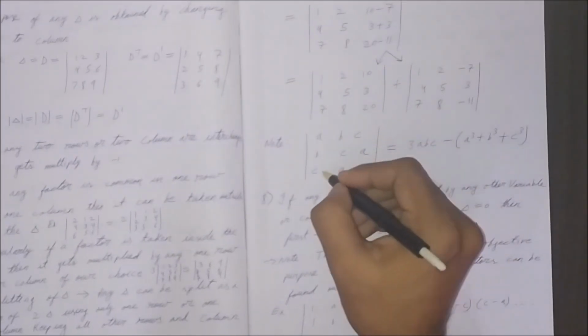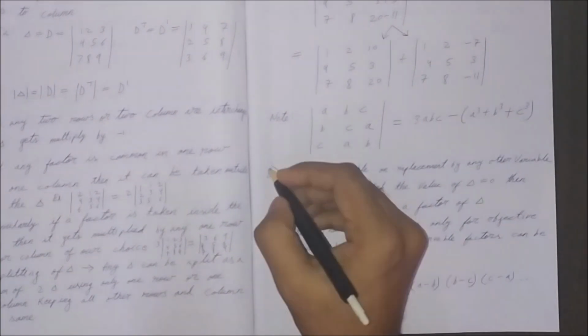1, 2, minus 7, 4, 5, 3, 7, 8, minus 11. So we have split one determinant into two determinants using an addition sign. Now keep a note of one formula and we will explain this later. A B C, B C A, C A B can be written as 3ABC minus (A cube plus B cube plus C cube). So the value of this determinant will be 3ABC minus A cube plus B cube plus C cube.